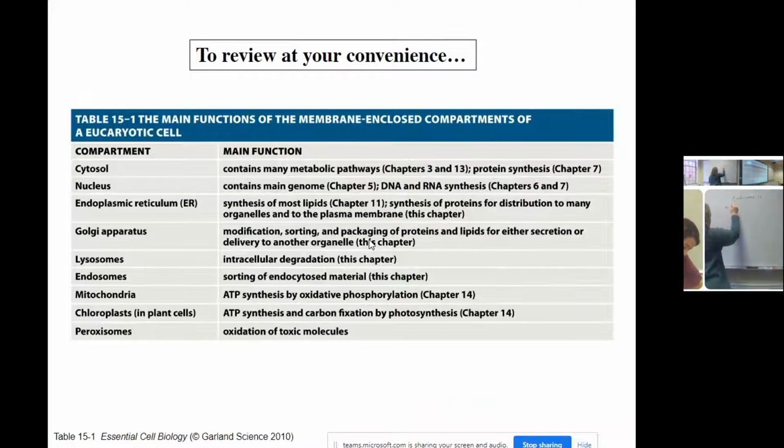An endosome is a membrane-enclosed temporary organelle, and it connects conceptually with some other compartment. I'm going to look now and see how they define endosome. Sorting of endocytosed material. Yeah, kind of.